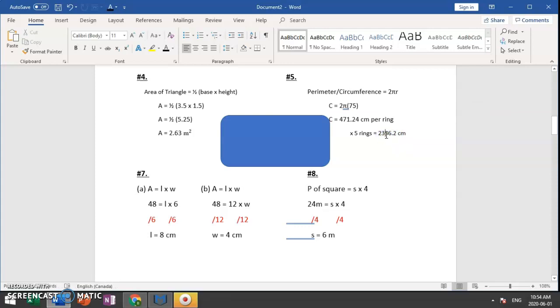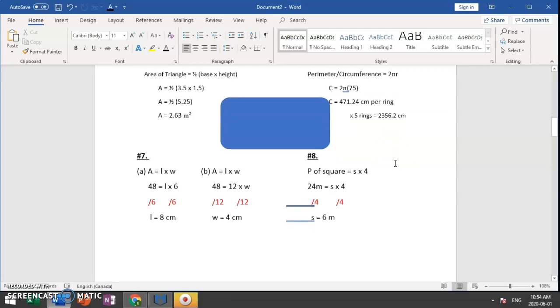If you wanted, you can simplify that to meters. So it'll be, divide that by 100, 235.62 meters. Whatever you want to do, doesn't matter.